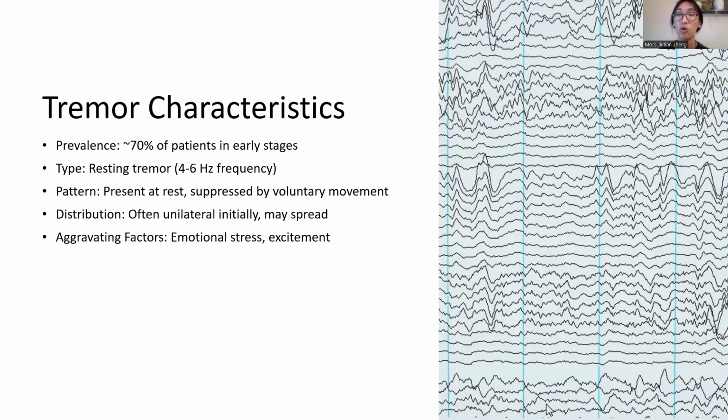The tremor pattern is often unilateral initially, affecting one side before potentially spreading to both sides as the disease progresses. Several factors can aggravate tremor, including emotional stress and excitement. While tremor is often the most visible symptom and what brings patients to medical attention, it's important to note that not all patients with Parkinson's disease develop tremor, and its severity doesn't necessarily correlate with disease progression or disability.